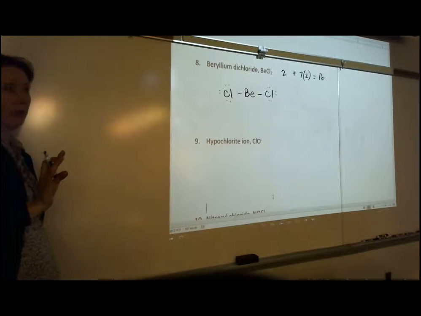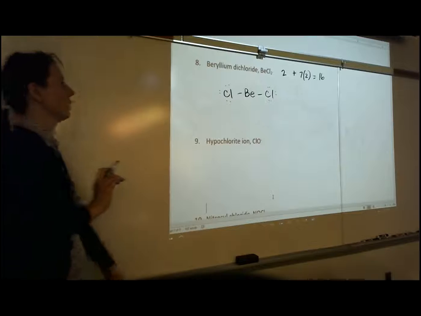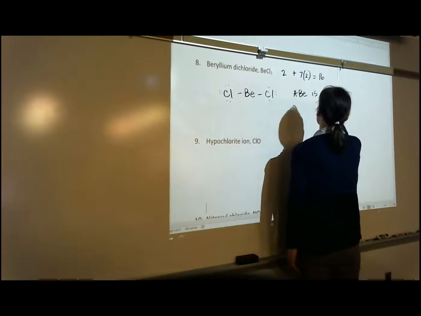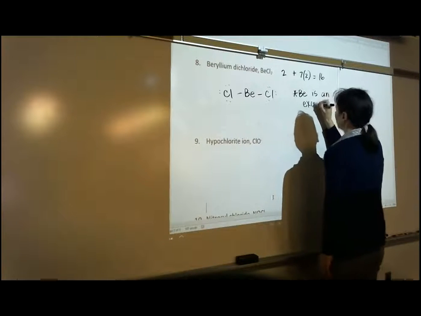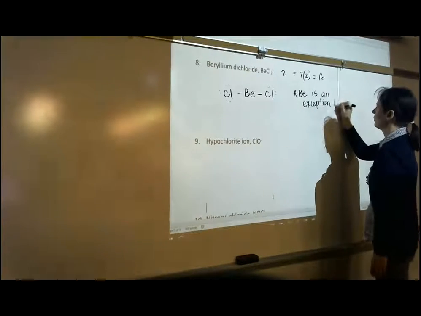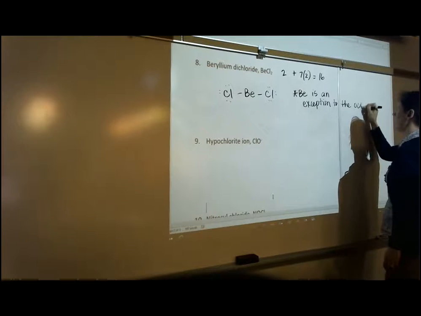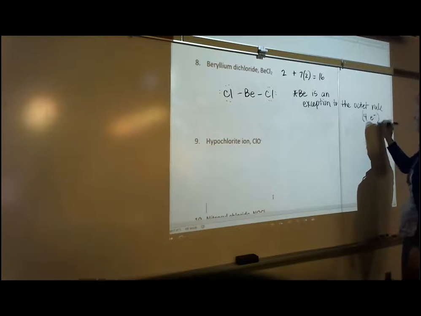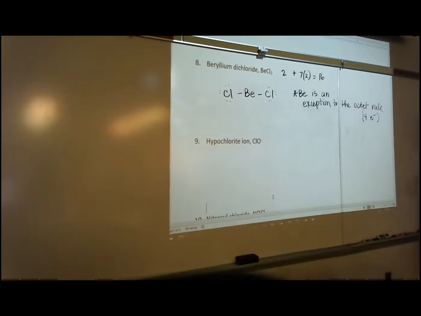Why do I not need double bonds? Right. Beryllium is an exception. It only needs 4. It has 4, so it is satisfied. Questions on number 8? All right, let's look at number 9.